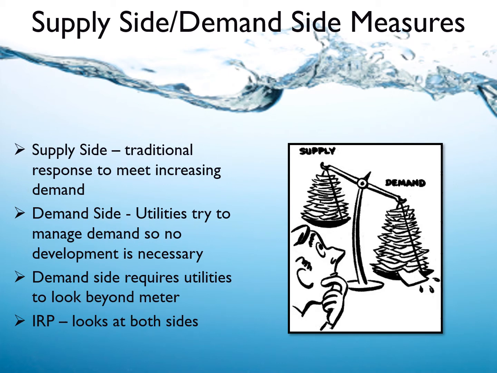So when you're looking at a demand side response, you have to look beyond the meter. Traditionally, water companies only look up to the meter, and then what happens with the water once it's on their property or an individual's property is no longer of any importance to them. In the last 10, 15 years, there's been some planning efforts, and they're called IRPs, Integrated Regional Plans. And they look at both reducing demand and increasing supply to meet a growing population. Sometimes they're called Integrated Regional Management Plans, IRMPs, but they're still the same thing. IRP is the more common term.